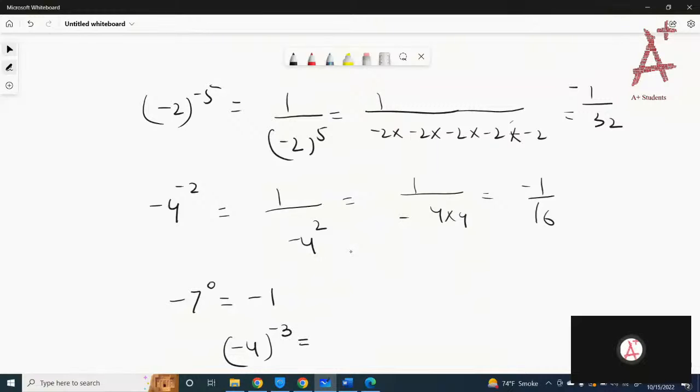Negative 4 exponent negative 3. So make the power positive by writing it in the denominator. So it would be 1 over negative 4 exponent 3. So just multiply negative 4 three times. It would be 4 times 4 is 16, and 16 times 4 is 64, and it is negative, so negative 1 over 64.